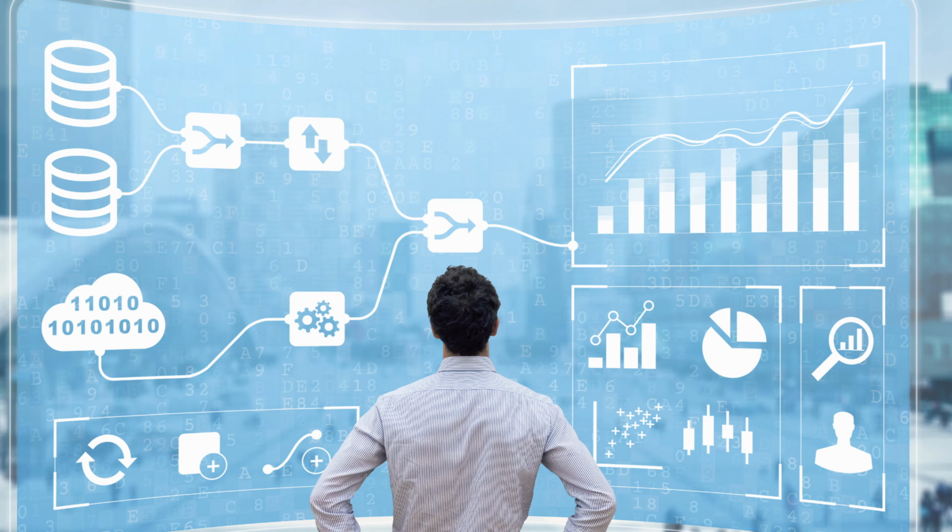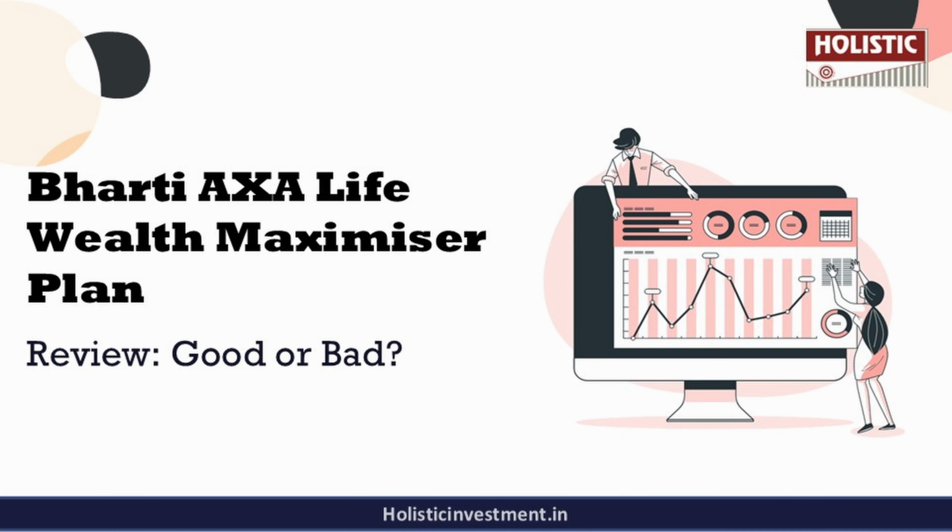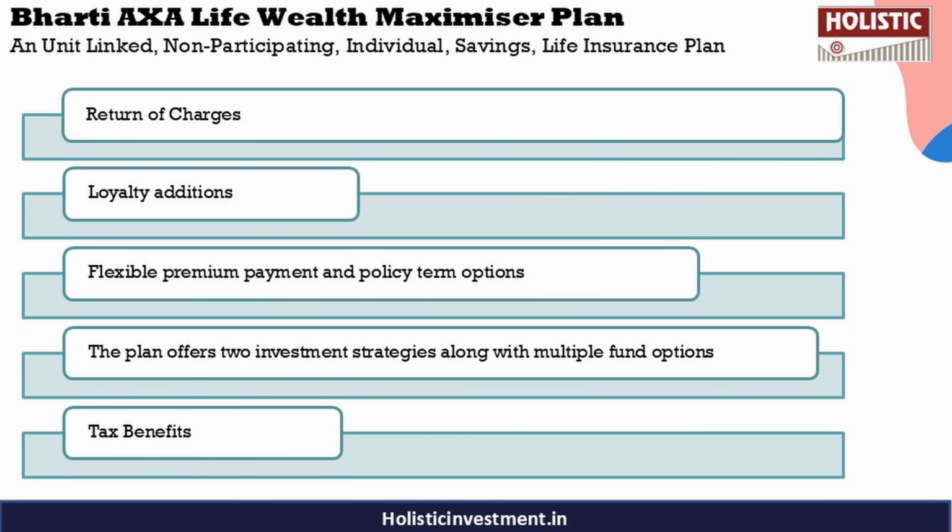Now before we analyze this policy, let us first understand a few basic details about it. This is a unit-linked, non-participating individual life insurance plan. Some of the key features of the policy are: 1.18% of the charges levied during the premium payment term, such as your mortality charges, premium allocation, fund management, and policy administration charges, are all refunded back to your policy fund value.